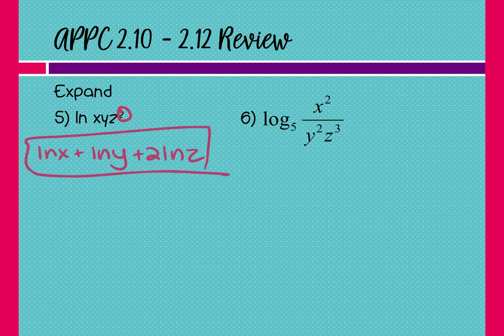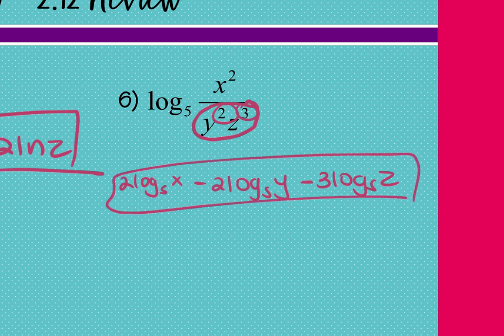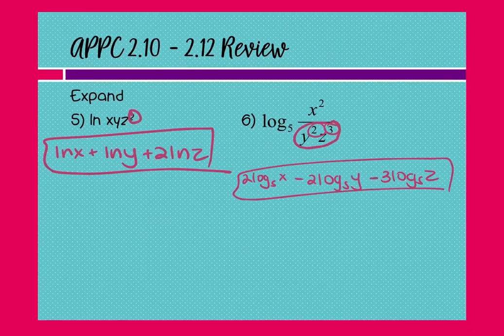6, couple mistakes were made. 1, there are 2 things in the denominator. They both get a minus. 2, some of you lost the base. You can't lose the base. Like you cannot rewrite this as log. It has to say log base 5. So log base 5 of x, the 2 would come to the front, minus the 2 from the y, log base 5 of y, minus the 3 from the z, log base 5 of z. Again, don't lose your base.